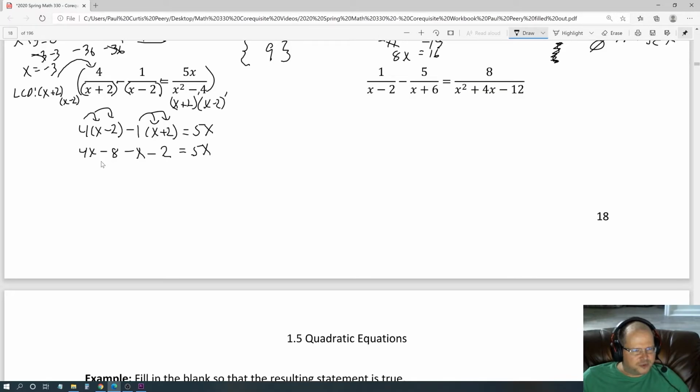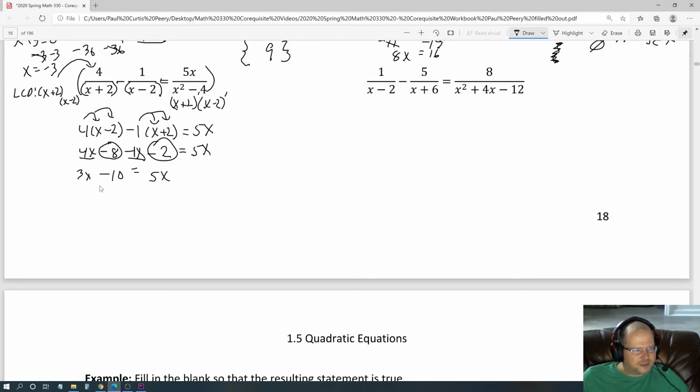Next, after distribution, we combine like terms. We have 4x minus x, and that's an understood or implied 1 there, so that's minus 1. So it's 4 minus 1, or 3x. And then we want to combine the constants, negative 8 minus 2, which will give you a negative 10. And we want to keep the 5x.